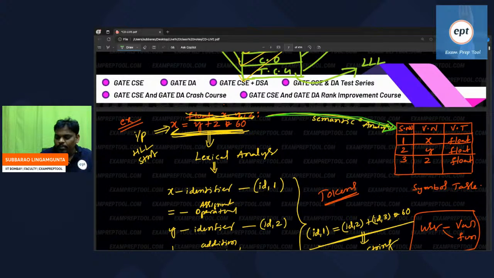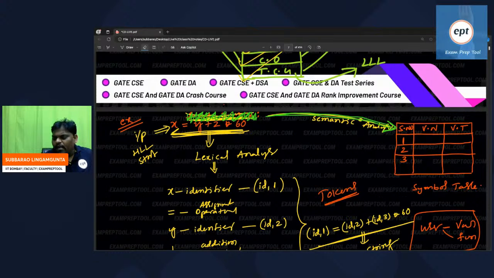Now see what happened. Let us assume the declaration is not there. If the declaration is not there, the symbol table is empty. Because of the declaration, the symbol table contains some values. Now, with no declaration, see what happens.